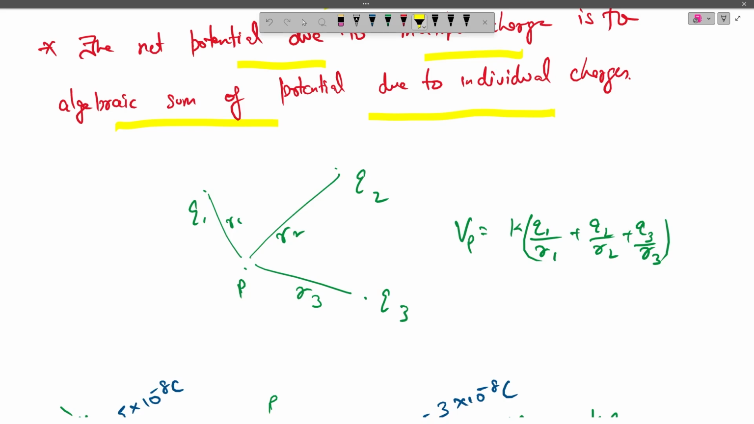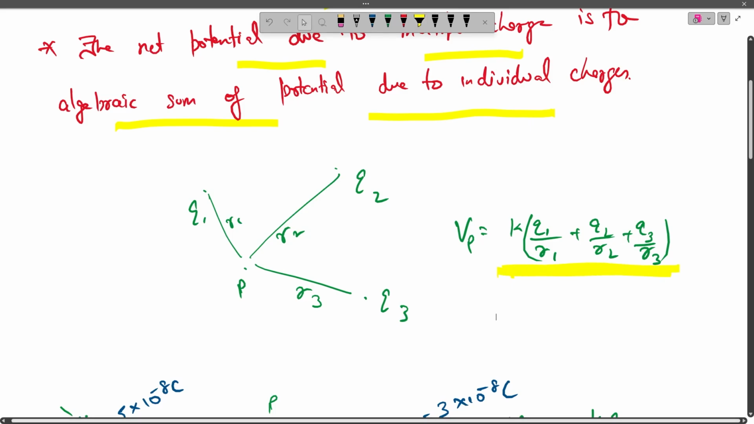For example, if Q1, Q2, Q3 are three charges at distances R1, R2 and R3 respectively from a point P, then the potential Vp due to this system of charges at point P would be the algebraic sum of the individual potentials.